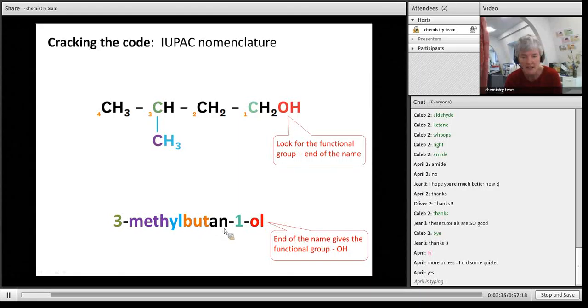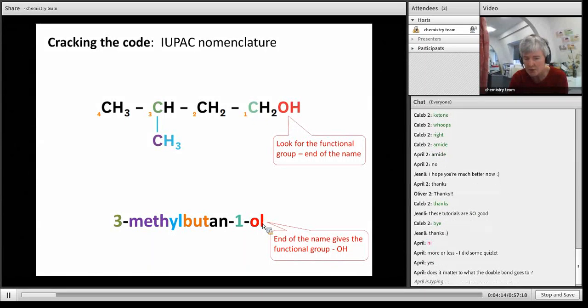And then you've got any substituents in this front part. So substituents, number of carbon atoms in the parent chain, functional group. So it doesn't matter what the double bond goes to. Well, the double bond would have to be in the parent chain. So say we had an alkene with an alcohol. The parent chain would have to have both functional groups in it, the carbon-carbon double bond as well as the OH group. But you would give the OH the lowest possible number. Does that answer your question? I'm not quite sure if I did.